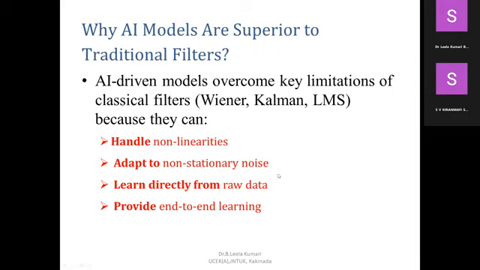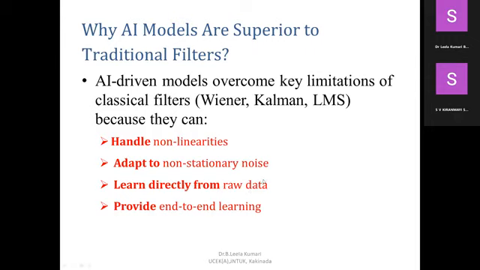They also adapt to non-stationary noise. If you see the Kalman filter, we have considered that it is additive Gaussian noise. But these AI-based models adapt to non-stationary noise. Real-world signals have noise that changes over time, so deep models dynamically adapt to varying parameters.